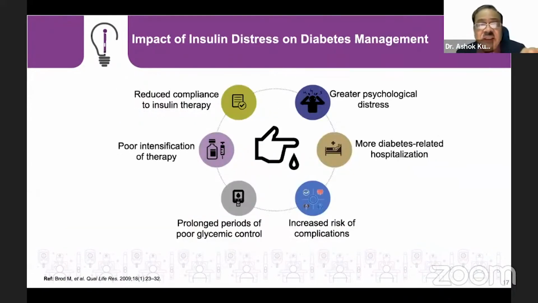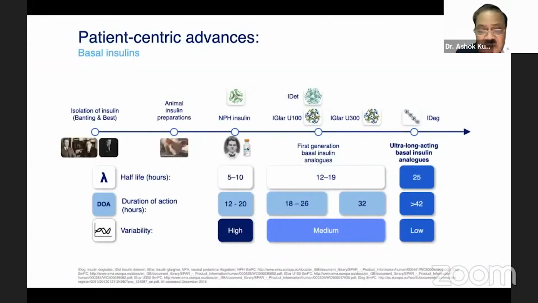Dear friends, what is the impact of this insulin distress on management? Number one, it reduces compliance. There is greater psychological distress, more diabetes-related hospitalization, increased risk of complications, prolonged periods of poor glycemic control, and poor intensification, which my colleague Rajesh is going to describe to us. So distress has to be addressed by psychological counseling.